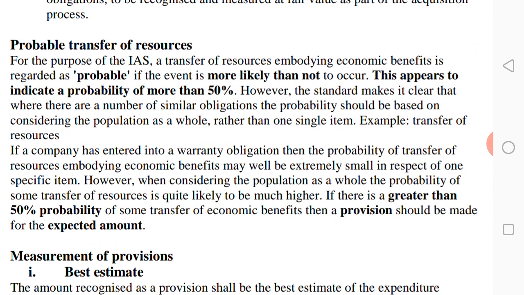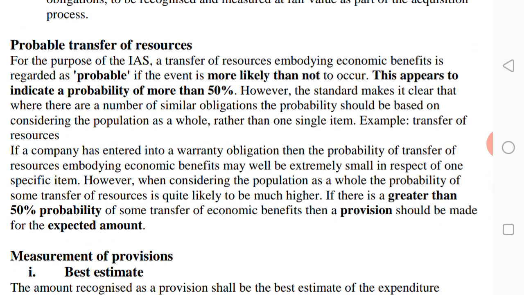For the purpose of IAS, a transfer of resources embodying economic benefit is regarded as probable if the event is more likely than not to occur. So before you can say a resource will be transferred from the entity, the event must be more likely to occur than not to occur. This appears to indicate a probability of more than 50%. Before you can say an item is a provision, the probability must be more than 50%.